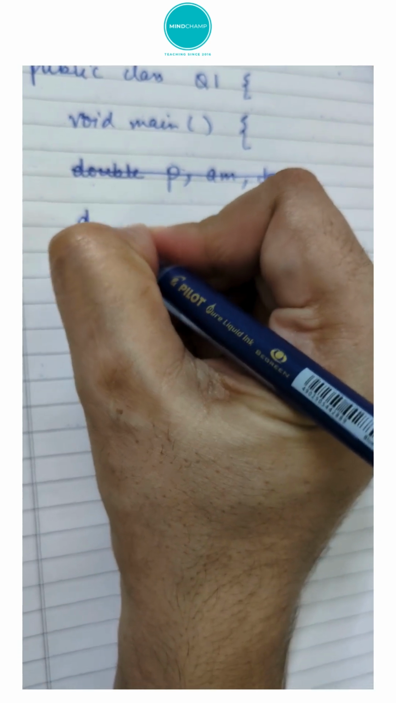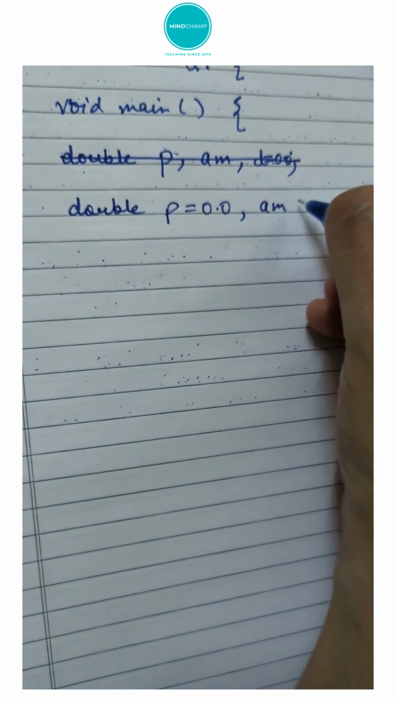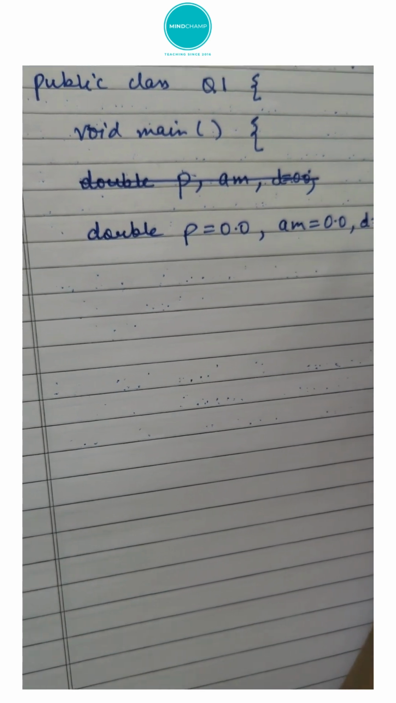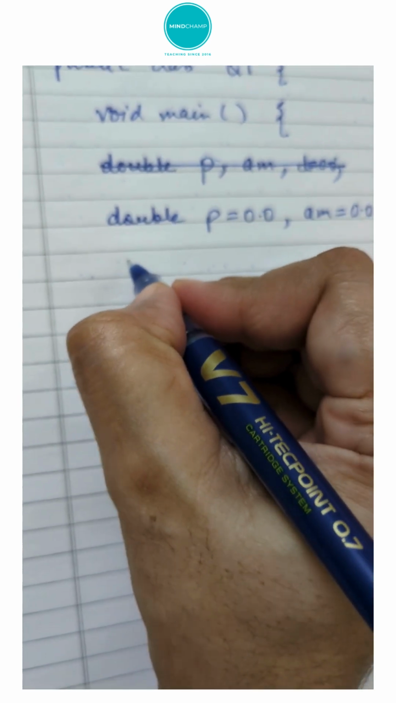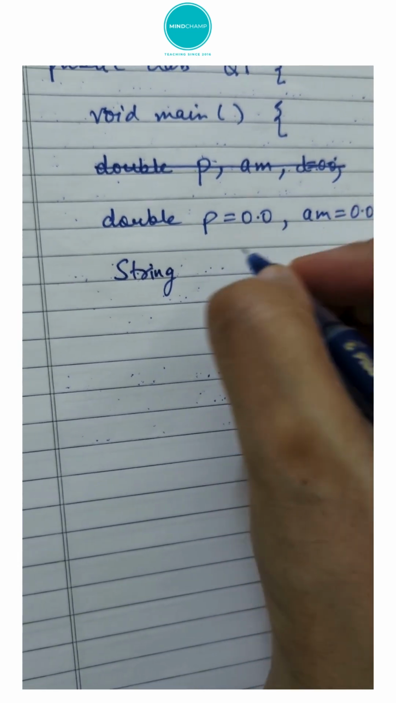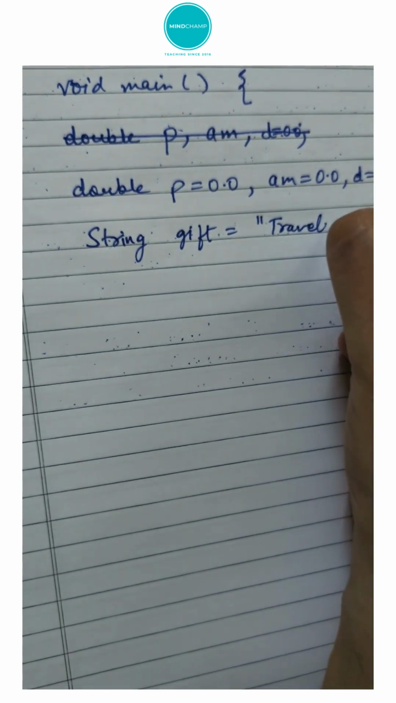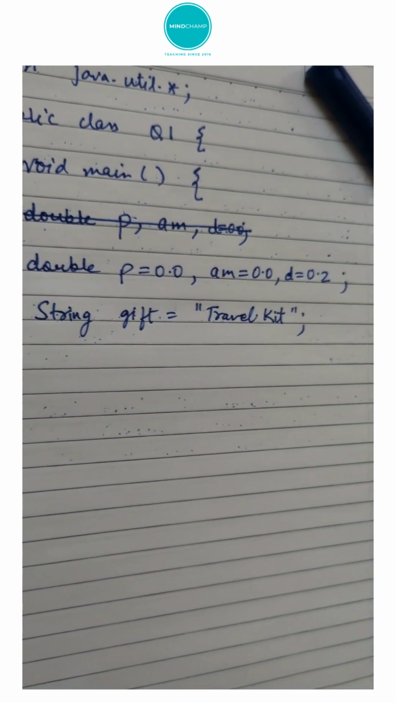Now let's start on a fresh line. Double P is equal to 0.0, because it's a decimal. Let's say D is also... we can do 20, or I can also write 0.2, because this is already given, so I can say 20% is nothing but 20 divided by 100, which is 0.2, okay. I can just hard code that. Now I also want to assign a variable for the gift, so I'll say String gift is equal to... a string will always be in double quotes, right? Okay, so this is my variable definition.